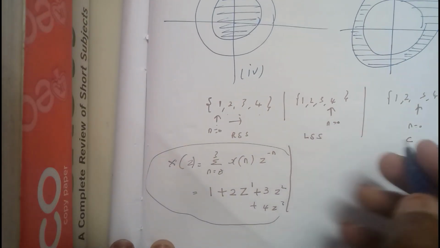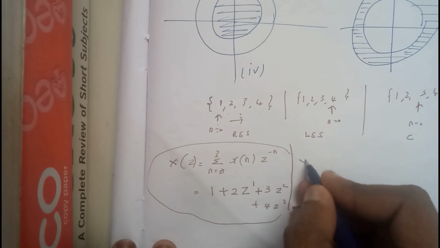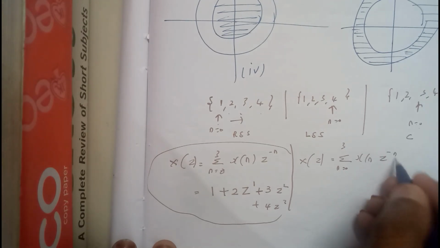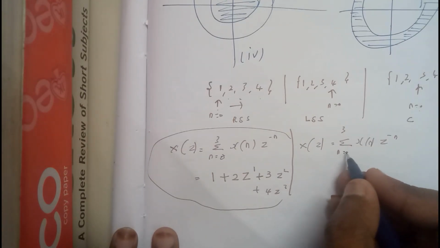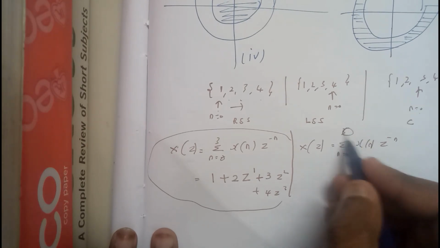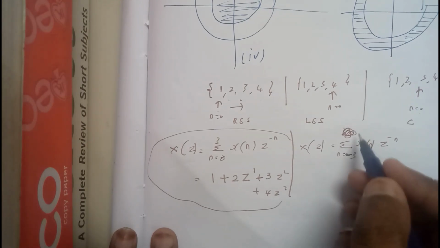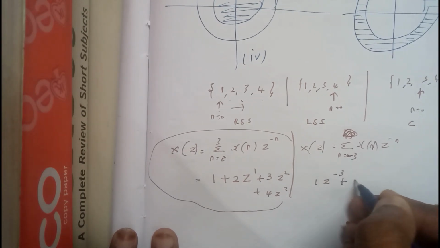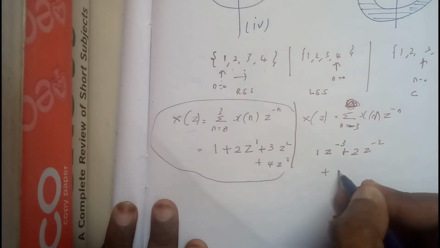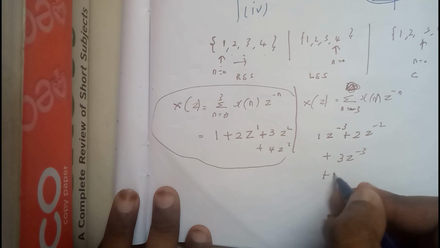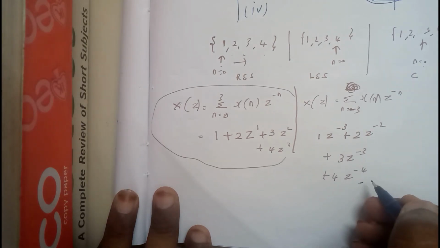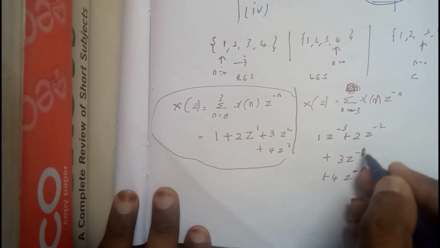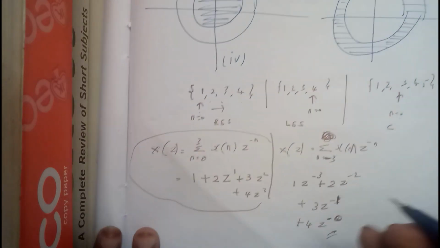Similarly we'll be doing for this also. Here it is 0, so the same formula, sigma of x of n z to the power of minus n. Here the values start from minus 3 to 0. Please remember to change the limits guys, I just forgot that. Minus 3 to 0. So the first value will be at n equals minus 3, that is 1 into z to the power of 3, plus 2 into z to the power of 2, plus 3 into z to the power of 1, plus 4 into z to the power of 0. Okay guys, so this is the left-sided signal.